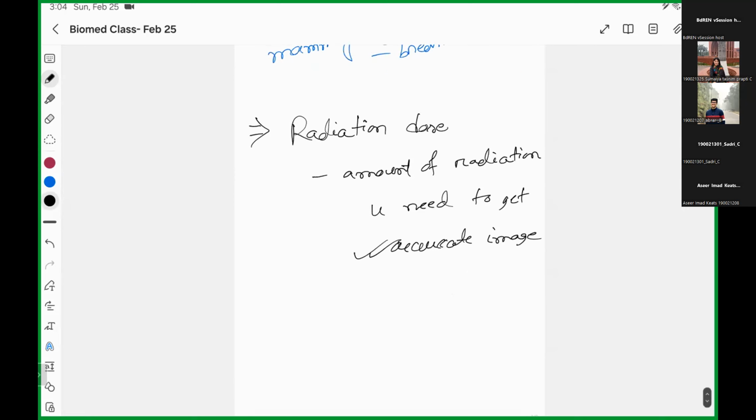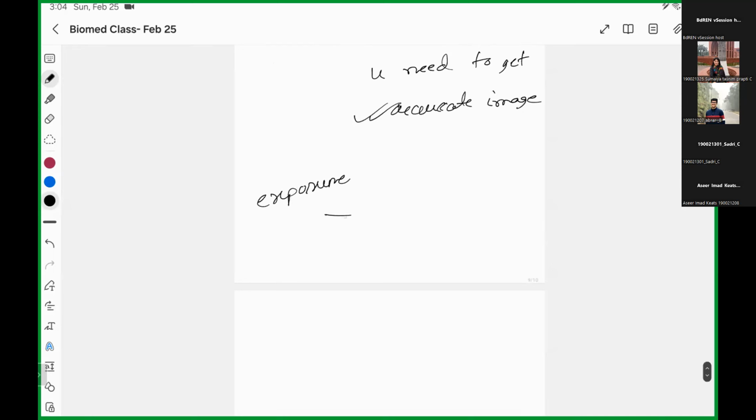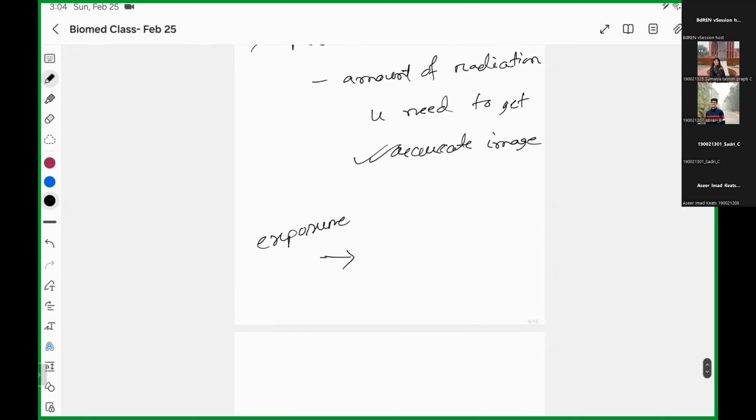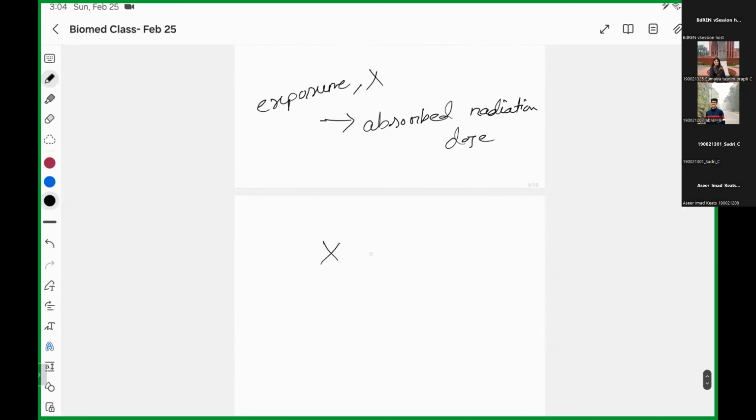This is actually related to exposure. Exposure is something we use to say how much we are exposed to X-ray radiation. So this is the absorbed radiation dose. Now this exposure X is proportional to Z I V square T. Z is the atomic number, I is the current, V is the voltage, T is the duration.